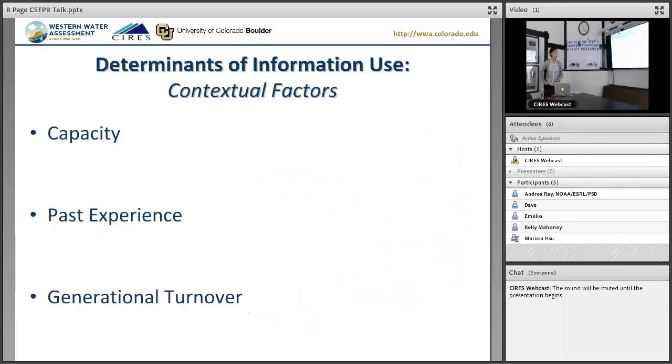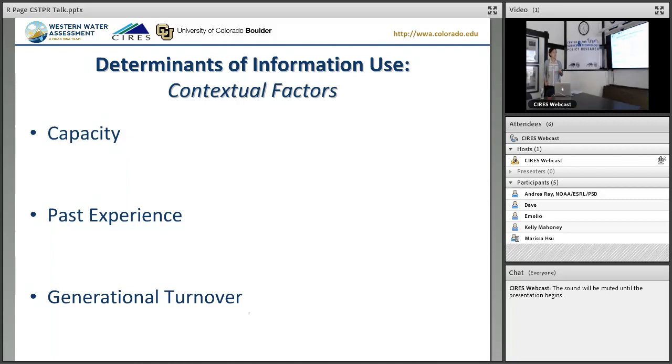And then generational turnover also was a theme that came up. Mostly it was raised as an example of a positive, providing a window of opportunity to change the way that they use information, and also the new skills that younger staff can bring into an organization in terms of the technical capacity to understand and use new products.